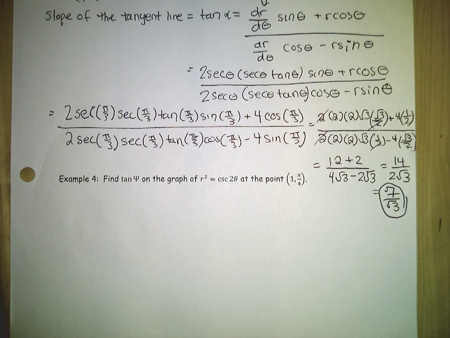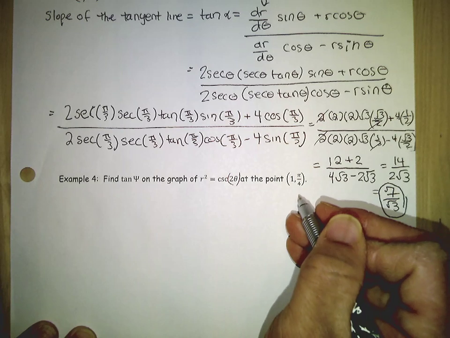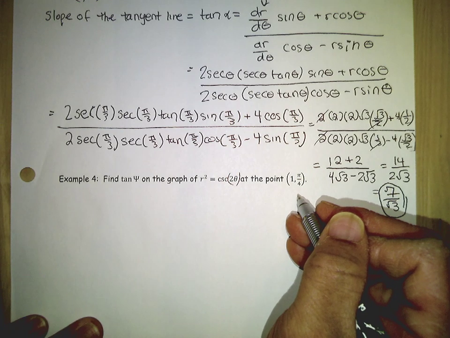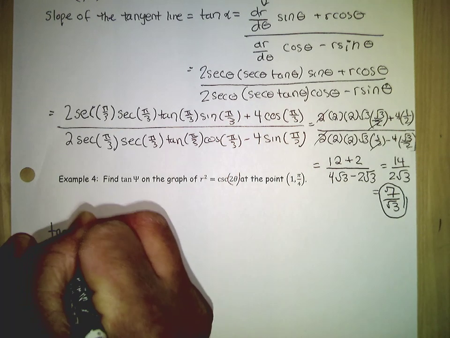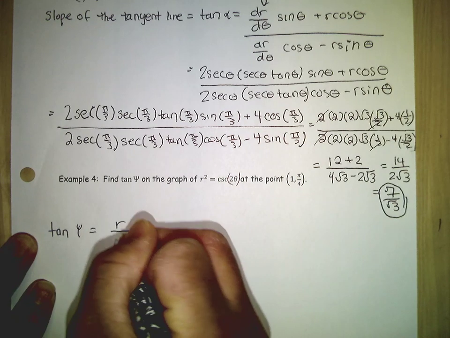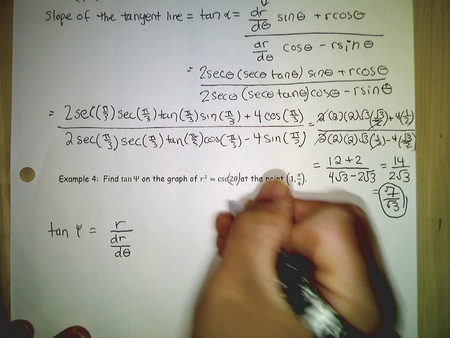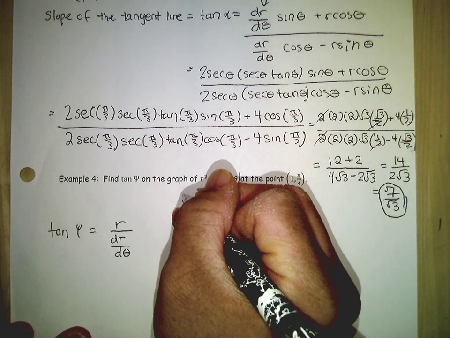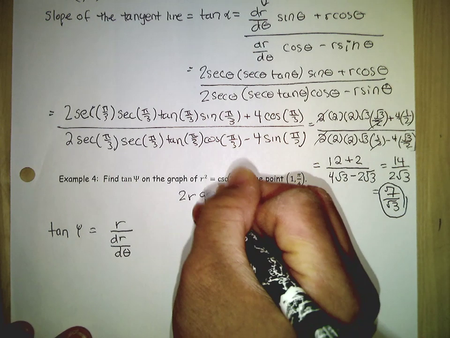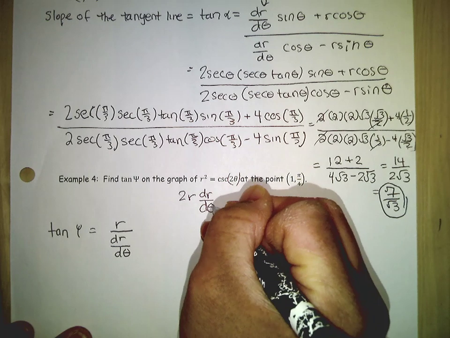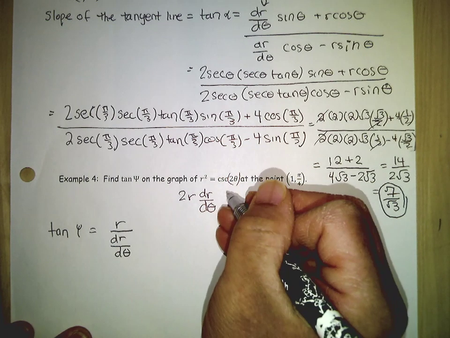All right, let's do this last example here. Find the tangent of psi on the graph of r squared equals cosecant of 2 theta. There probably should be parentheses around there. At the point 1 pi over 4. So remember, the tangent of psi was r over dr d theta. All right, so we need dr d theta. So 2r dr d theta. Remember to use implicit differentiation here.